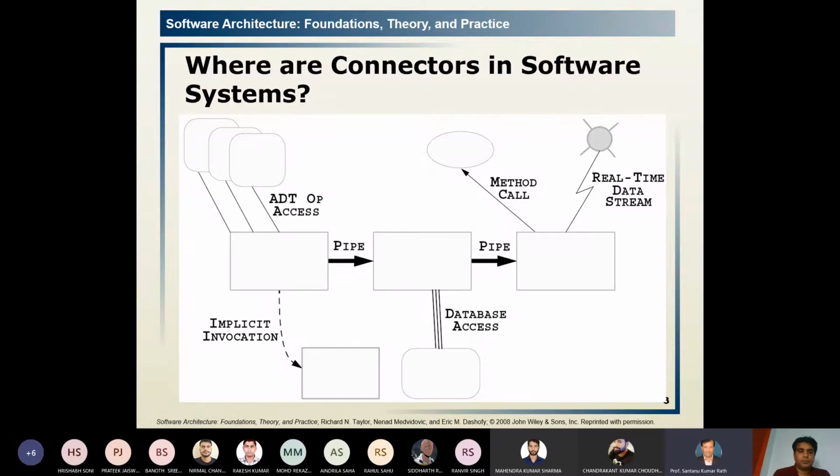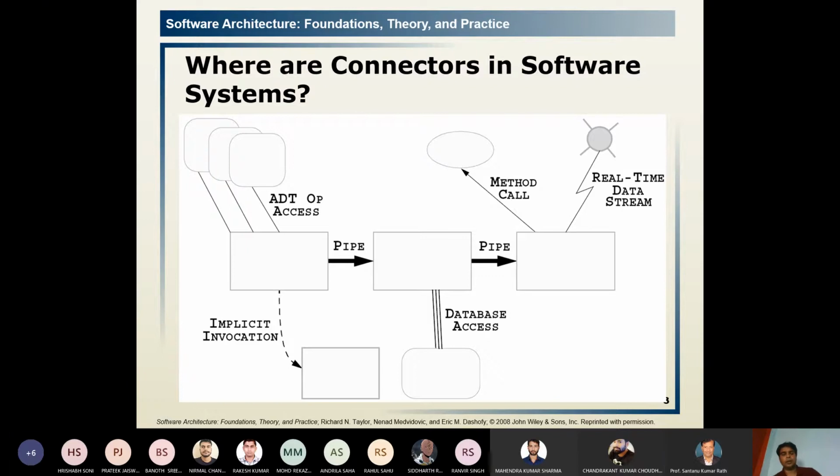Where are the connectors in software systems? You can check here. The pipes are the connectors. The abstract data type access is a connector. A method call or procedure call, or the real-time data stream, is a connector. You can check, all the connectors are there.